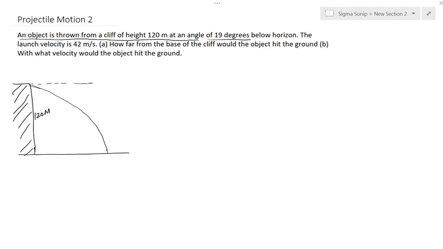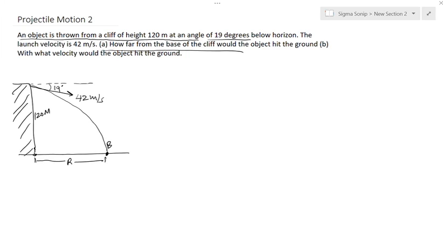And my initial velocity is this, which is 42 meter per second, and that angle is 19 degrees. Part A of the question is asking us to find this range here, R. And the second part is finding the velocity at this point, let's call it point B, with which it would hit the ground. So we'll start with part A.